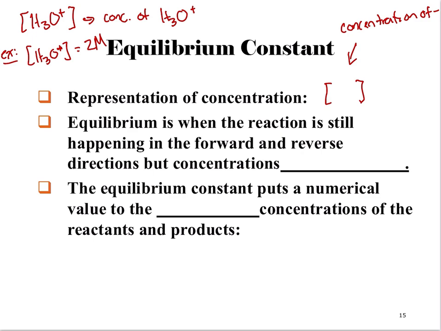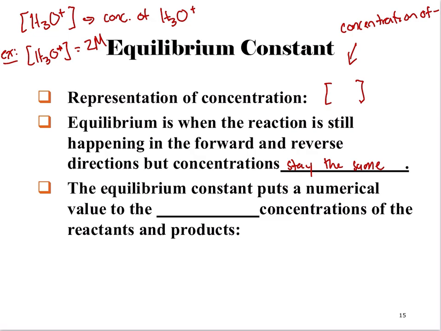And the reason that we use the shorthand notation is because things like the pH of a solution, or how acidic or basic something is going to be, depend on the concentration of, for example, the hydronium ion in solution. And so this is just something that's important for understanding equilibrium. And so equilibrium is when the reaction is still happening in the forward and reverse directions, but the concentrations are not changing anymore, right? So this is when the concentrations stay the same.